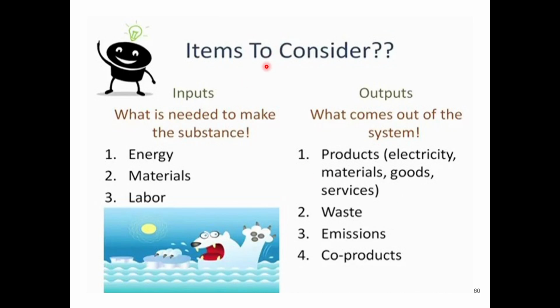So apart from that, what are the items to consider, both in input and output? So input, what is needed to make the substance? Okay, what is the manufacturing requirement, material requirement, as well as the energy, materials, labor, etc. So input is what is needed to make the substance: energy, materials, labor, etc. And output is basically what comes out of the system. Firstly, what is coming out of the system is the product. It can be in terms of electricity, materials, goods, services, etc. The second most important thing is the waste. Okay, some waste will definitely be generated. So what is the waste coming? Thirdly is emissions.